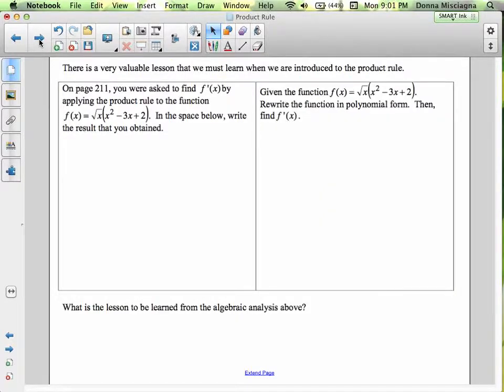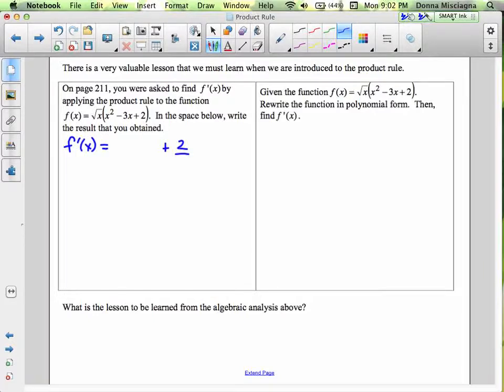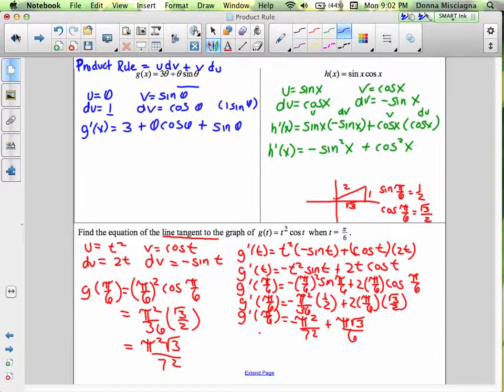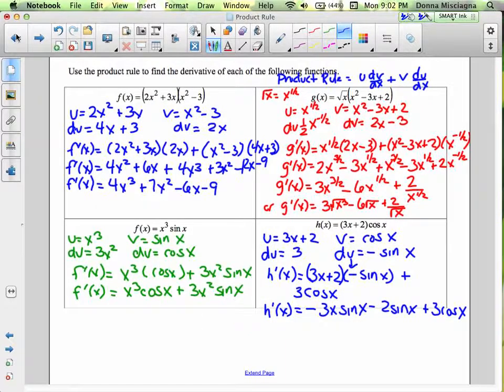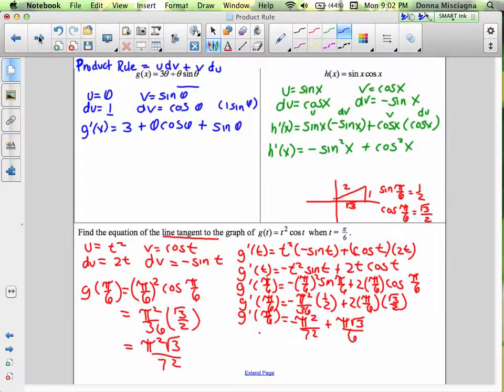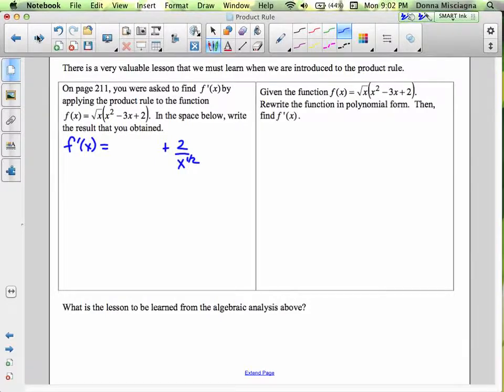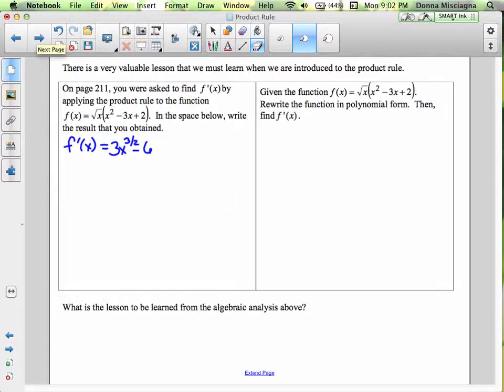And then I promptly change the page and I go, what was that again? F prime of x is, well, I remember the 2 over x to the 1 half, but I forgot what the other two terms were. I told you I'd forget. It was 3 and 6, 3 halves, 1 half. Okay, I got it. Paying attention now. 3x to the 3 halves, and then 6x to the 1 half. I think it was a negative 2. And I remember plus 2 over x to the 1 half.